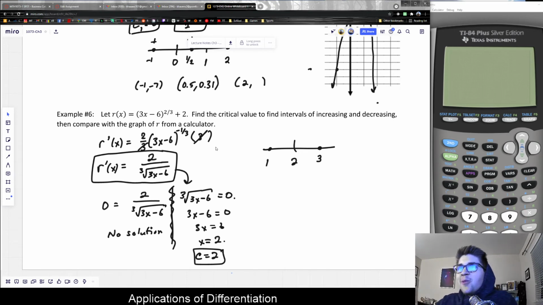So if we plug 1 in, that would be 2 divided by the cube root of 1 minus 6, so the cube root of negative 6. That's negative, so this would end up giving us a negative value. If we plug 3 into the derivative, that would give us 9 minus 6, positive. 2 divided by positive is going to be a positive. So basically we have a change from decreasing to increasing. This will be a local minimum value by the first derivative test.